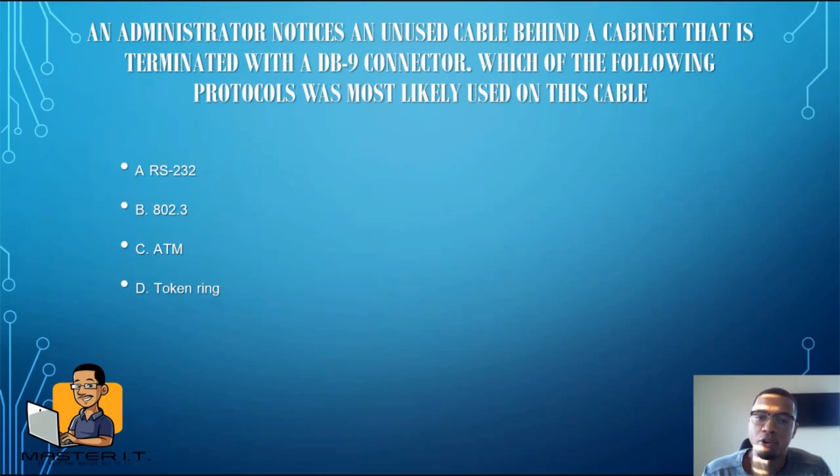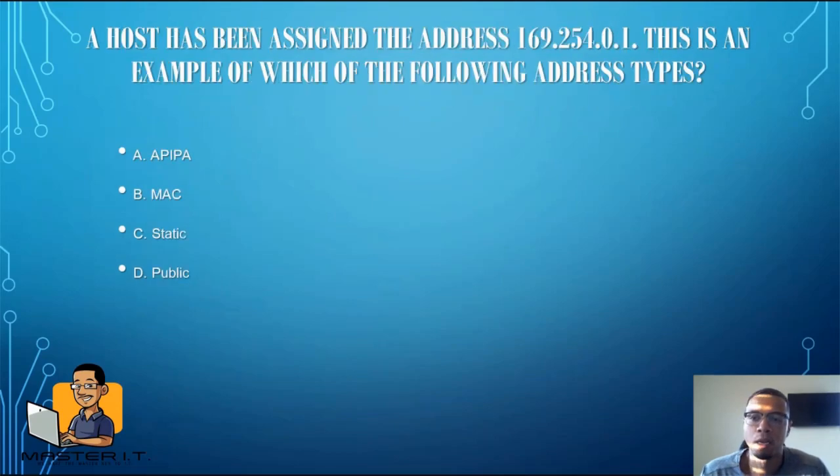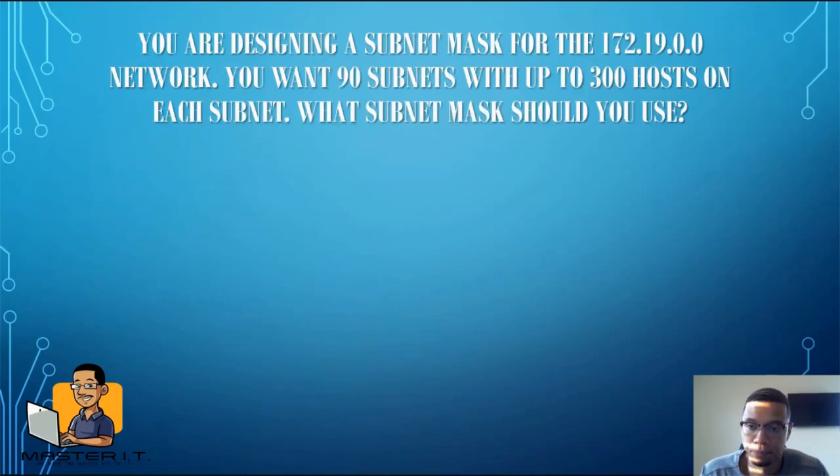An administrator notices an unused cable behind a cabinet that is terminated with a DB9 connector. Which of the following protocols was most likely used on this cable? Easy. Those other ones don't even make sense. RS-232. Easy. A host has been assigned the address 169.254.0.1. This is an example of which of the following types of addresses? An APIPA address. So a private IP address that you get when a DHCP server is not working.